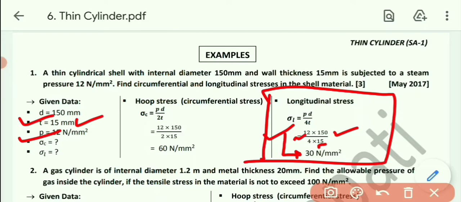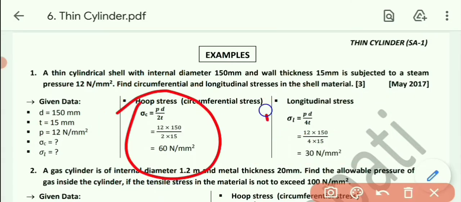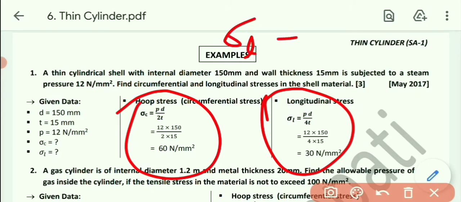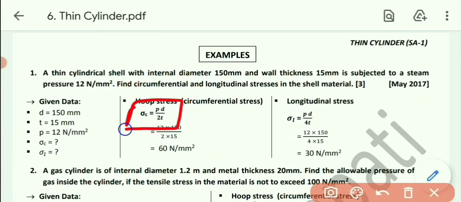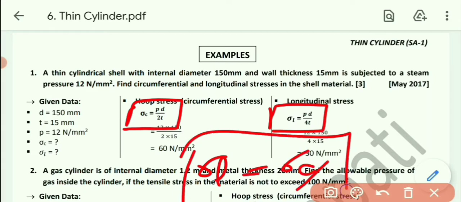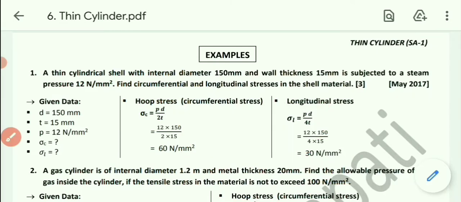So ultimately by relation of sigma C and sigma L, I can say sigma L equals sigma C by 2. Because sigma C's formula is PD by twice T, while this one is PD by 4T. So ultimately we can say sigma L equals sigma C by 2. Okay, so this was the first example.